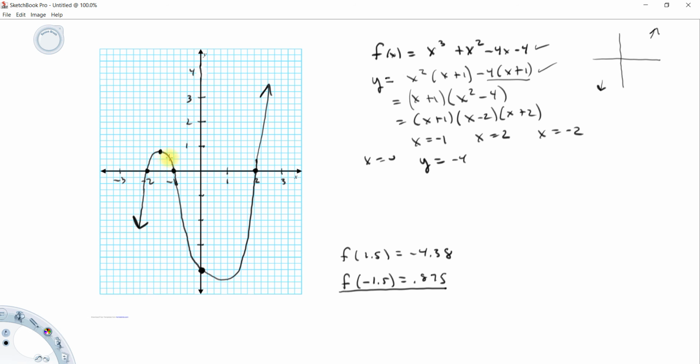To figure out where these points where it turns around are, I did not do that exactly the way I should have here for this turning point, but I'm just going to call it close enough for this video. Once you have those points, just sketch the rest using your long-term behavior. Anyway, again, the point of this video is how to sketch polynomial functions.